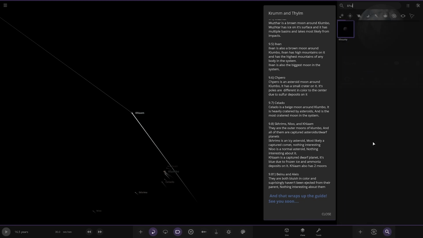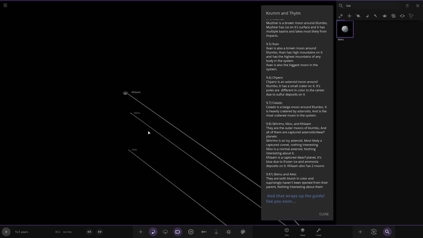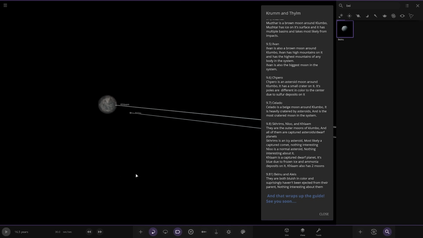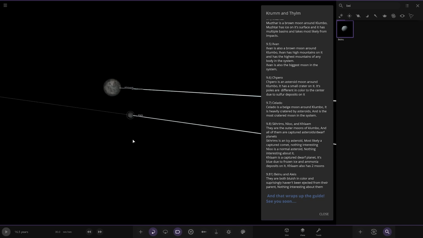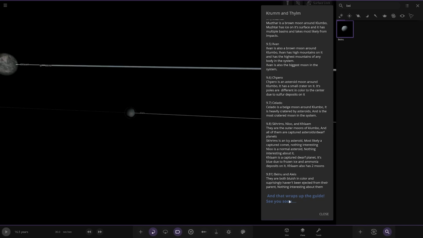I can't even find the last two. I can't even spot them. Where are they? Ah, so they were hidden here. Okay. They're all more natural looking things. No fancy colours in this system. So there's all the objects there. And that wraps up the guide. See you soon. Okie dokie.